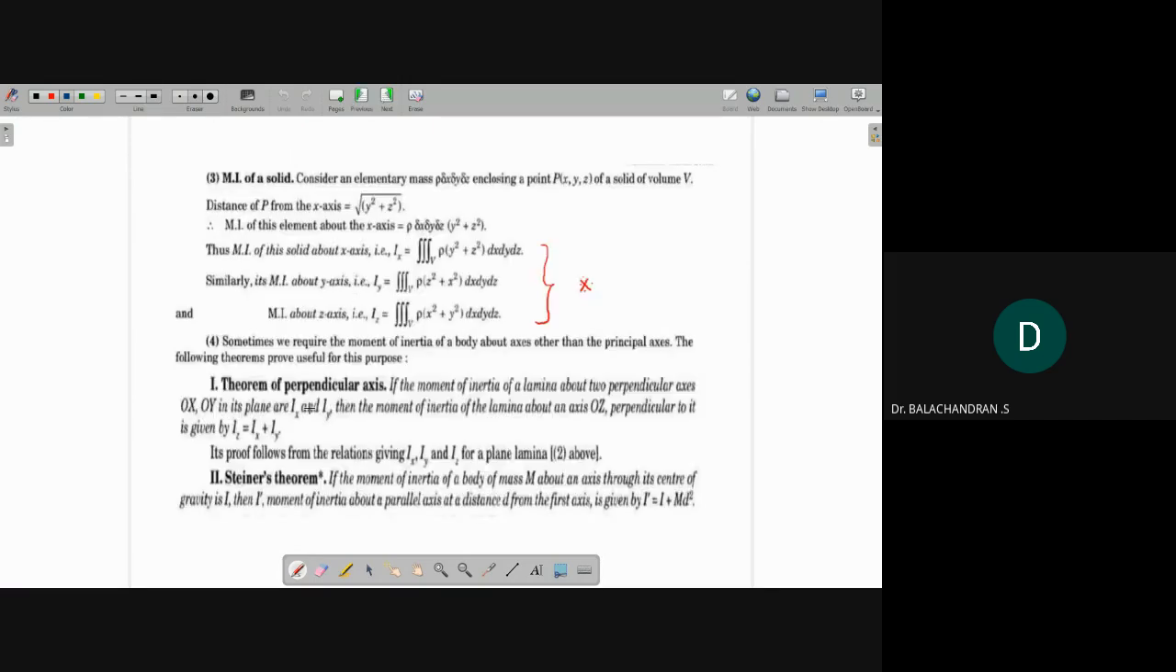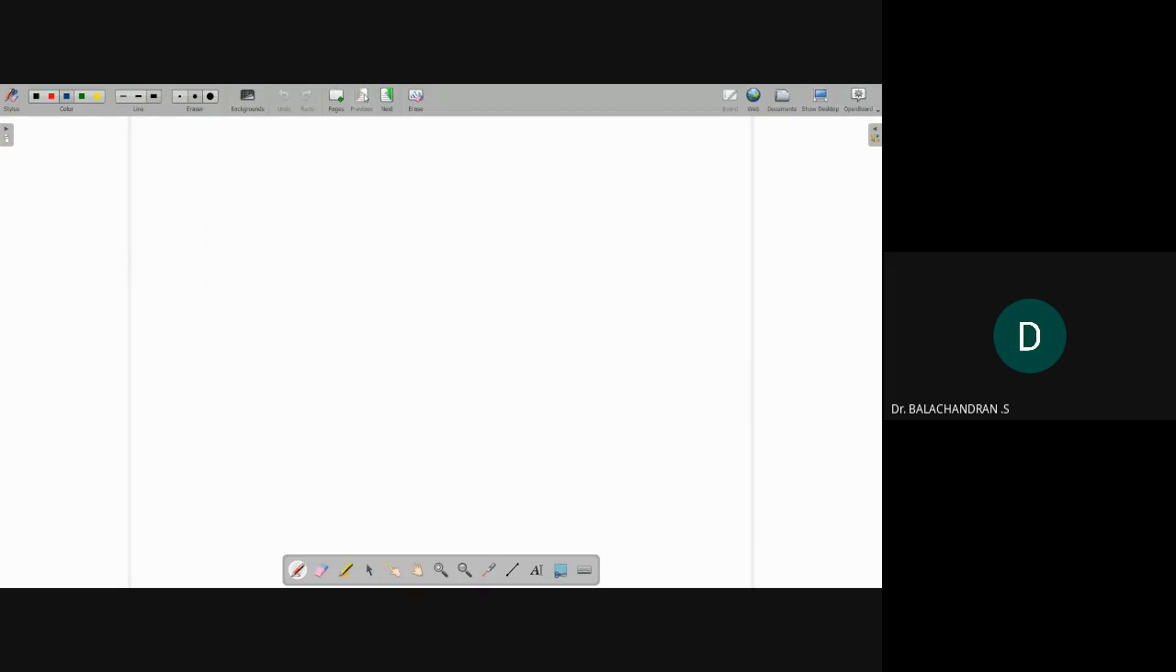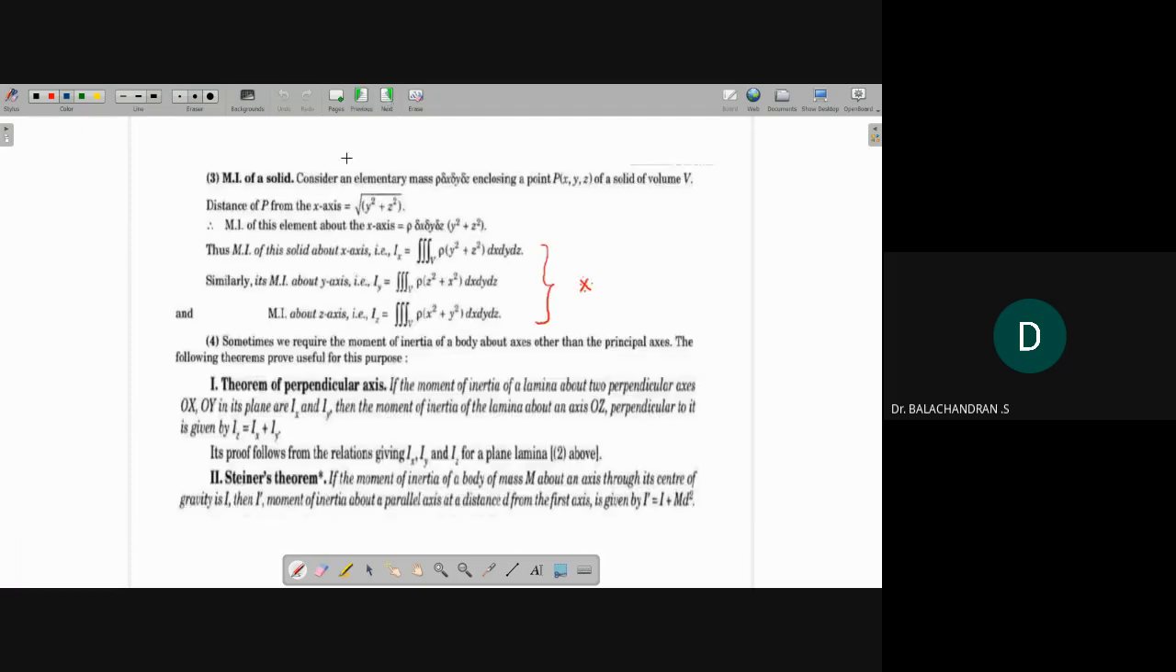Okay, so now the next result, please write the next result. Moment of inertia of the solid. I think the previous slide is deleted, so I will copy and paste it and then upload it in the GCR. Okay, so moment of inertia of a solid. These three results you should remember: 1, 2, 3.